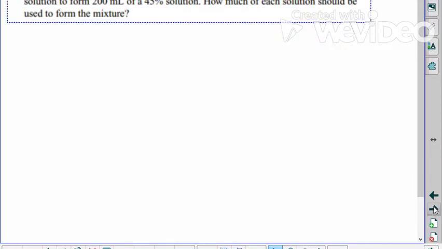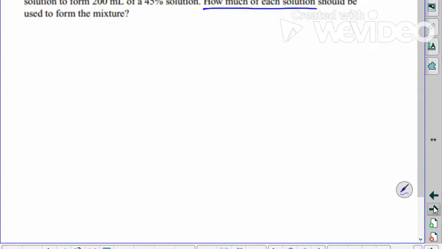All right, this one is tagged as a mixture problem. The chemist wants to combine a 20% alcohol solution with a 60% solution to form 200 milliliters of a 45% solution. How much of each solution should be used in the mixture? So this question, how much of each solution, is referring to the 20% solution and the 60% solution.